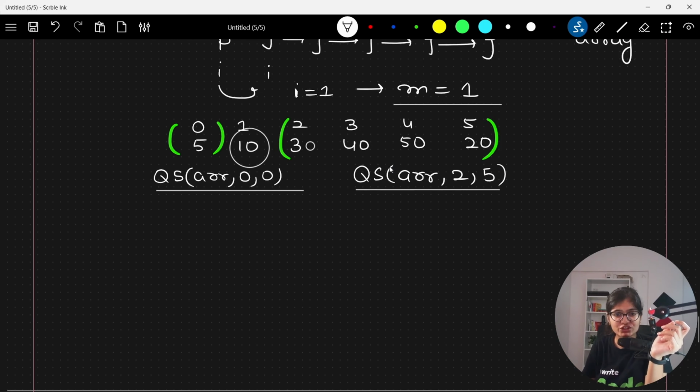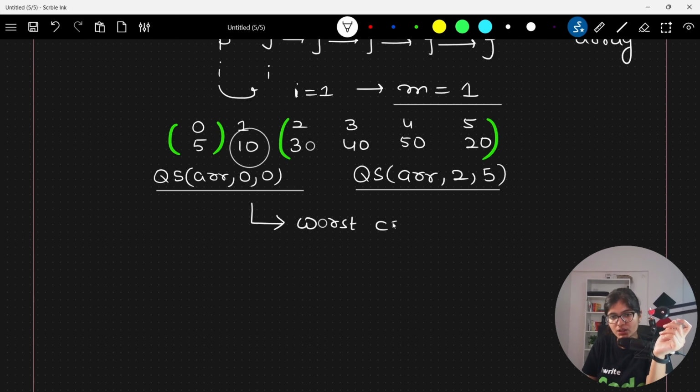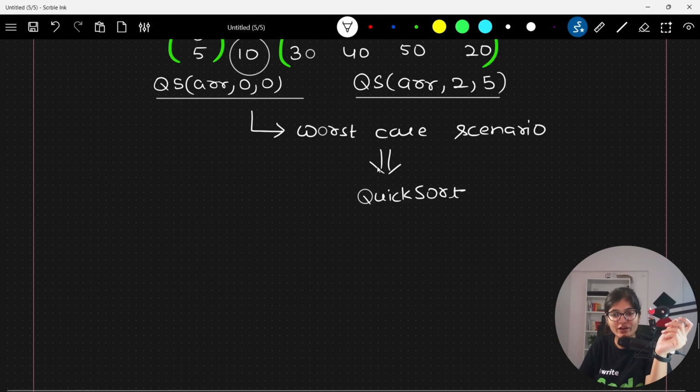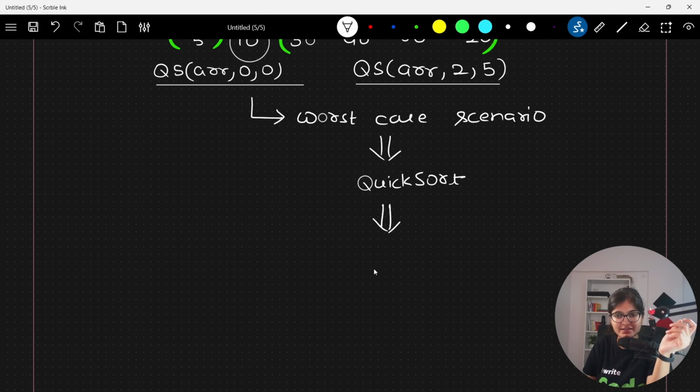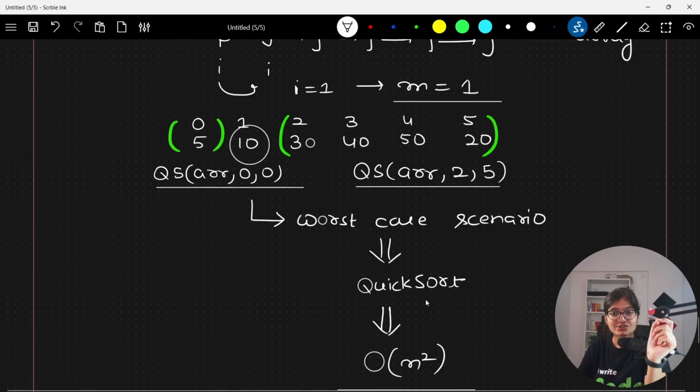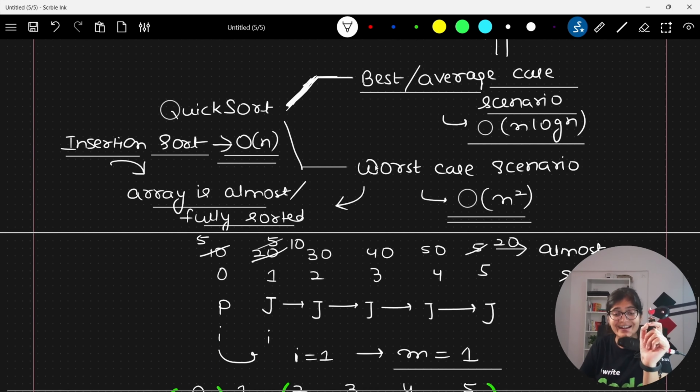This is something which I was talking about, the worst case scenario in QuickSort, where you get the time complexity as big O of n square. Correct? So that is something which you need to take care of. That's why I am saying that when the array is fully sorted or almost sorted, never ever go for the QuickSort algorithm.